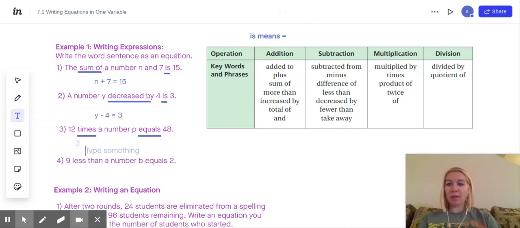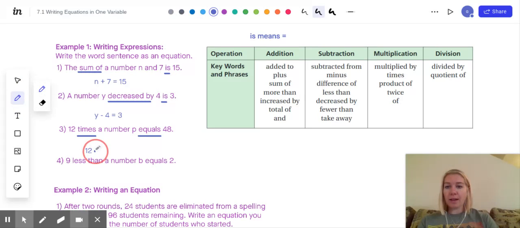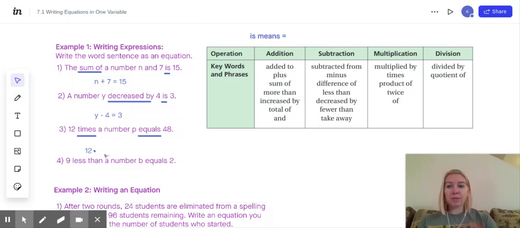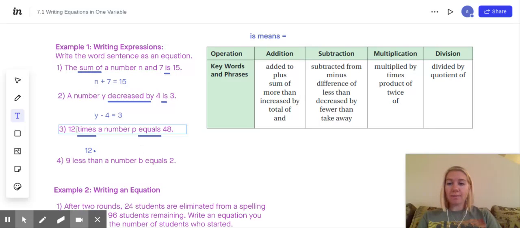So what are we going to be multiplying? 12 times, so there's our first number, 12 times, and I'm going to use a multiplication dot. I'm not going to use the x for multiplication because we're now using variables again. Remember, if we're ever using variables, we're not going to use the x for multiplication because we might think it's the variable x. So I'm going to use the multiplication dot, and I want you to do that too. So 12 times a number p. We're going to take 12 times p equals 48. And that's it.